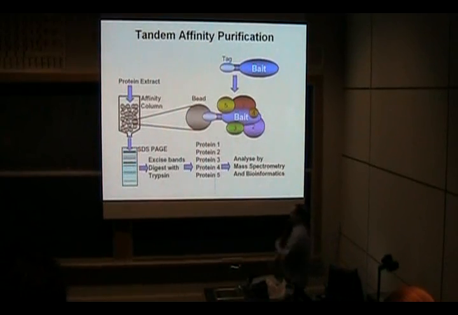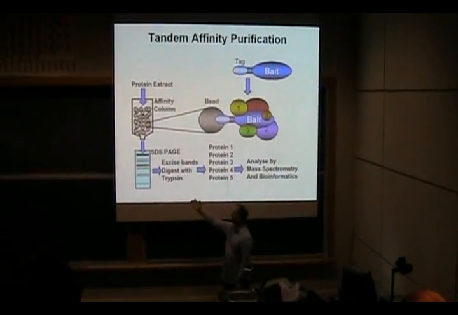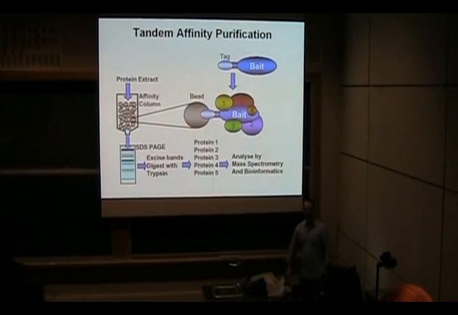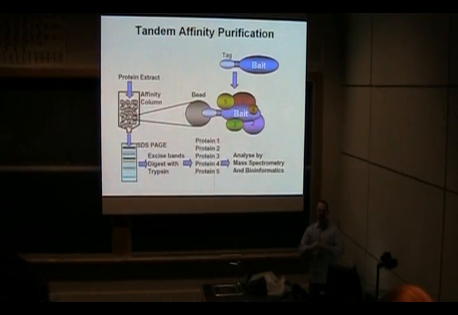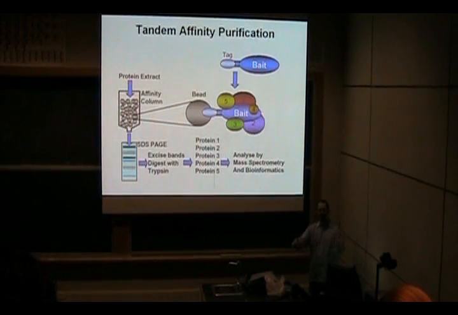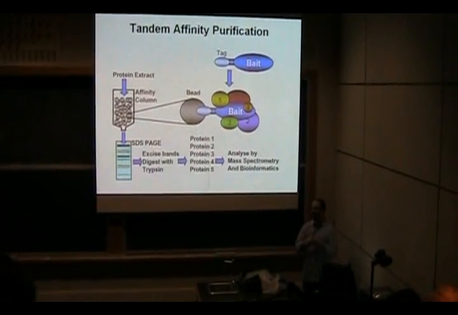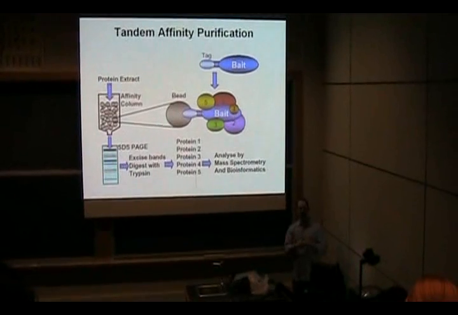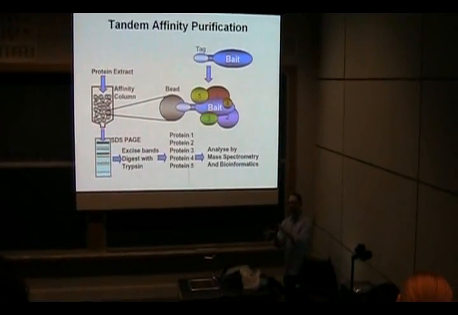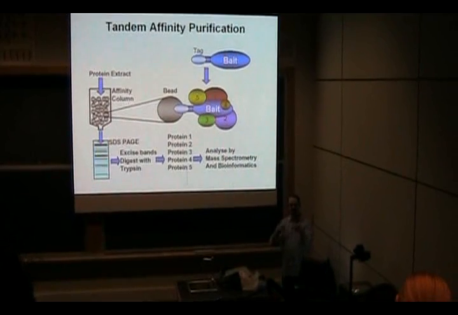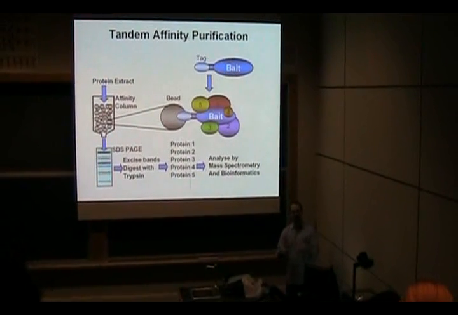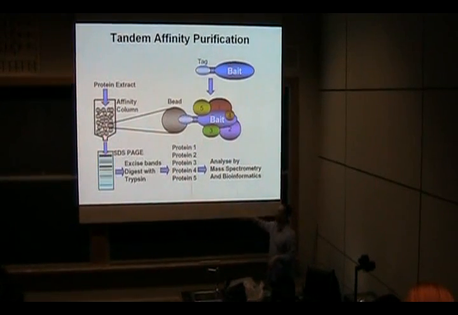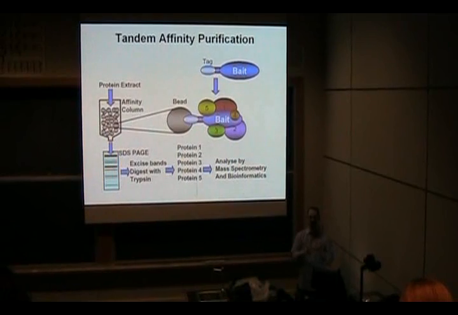Okay? But then you can excise those bands. You can cut them out of the gel, and then you can take those proteins and run them on mass spec, like Molly taught. Through mass spec, you get a fingerprint of what that protein is, and you can identify those proteins. So you have a protein that you know, and you use this tandem affinity purification to purify proteins you don't know. Once you purify those proteins you don't know, you can send them through something like mass spec, and mass spec will tell you the identity of those proteins.